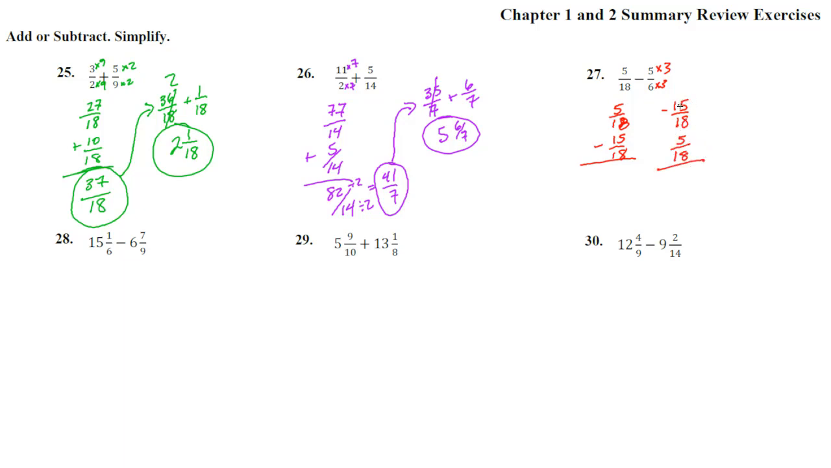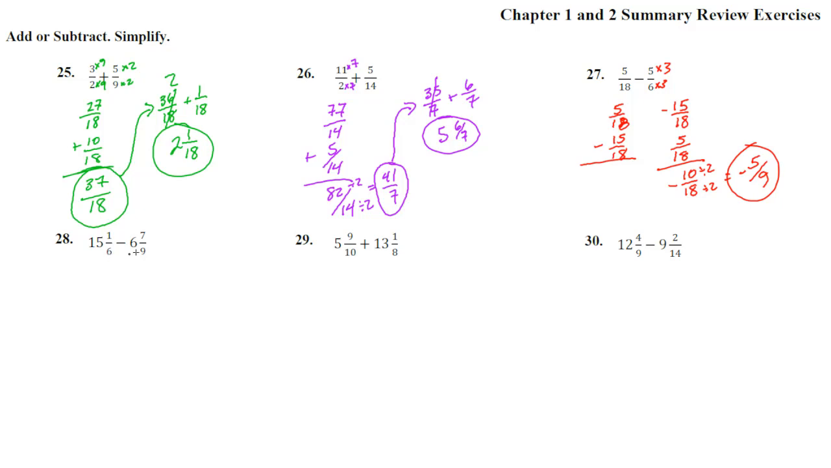Yeah, now we can subtract 15 minus 5. That's 10 eighteenths. Strongest one wins, it's a negative, but this guy can be simplified. Divide by 2, and we get negative 5 ninths. Good. Number 28. 15 and 1 sixth minus 6 and 7 ninths.